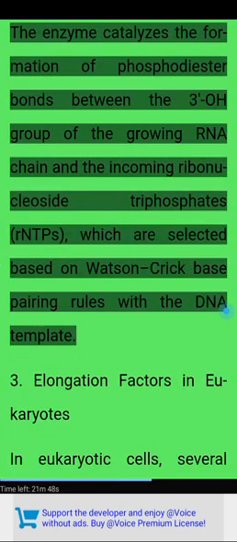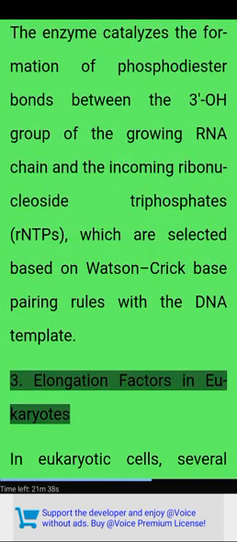The enzyme catalyzes the formation of phosphodiester bonds between the 3' OH group of the growing RNA chain and the incoming ribonucleoside triphosphates, rNTPs, which are selected based on Watson-Crick base pairing rules with the DNA template. 3. Elongation factors in eukaryotes.